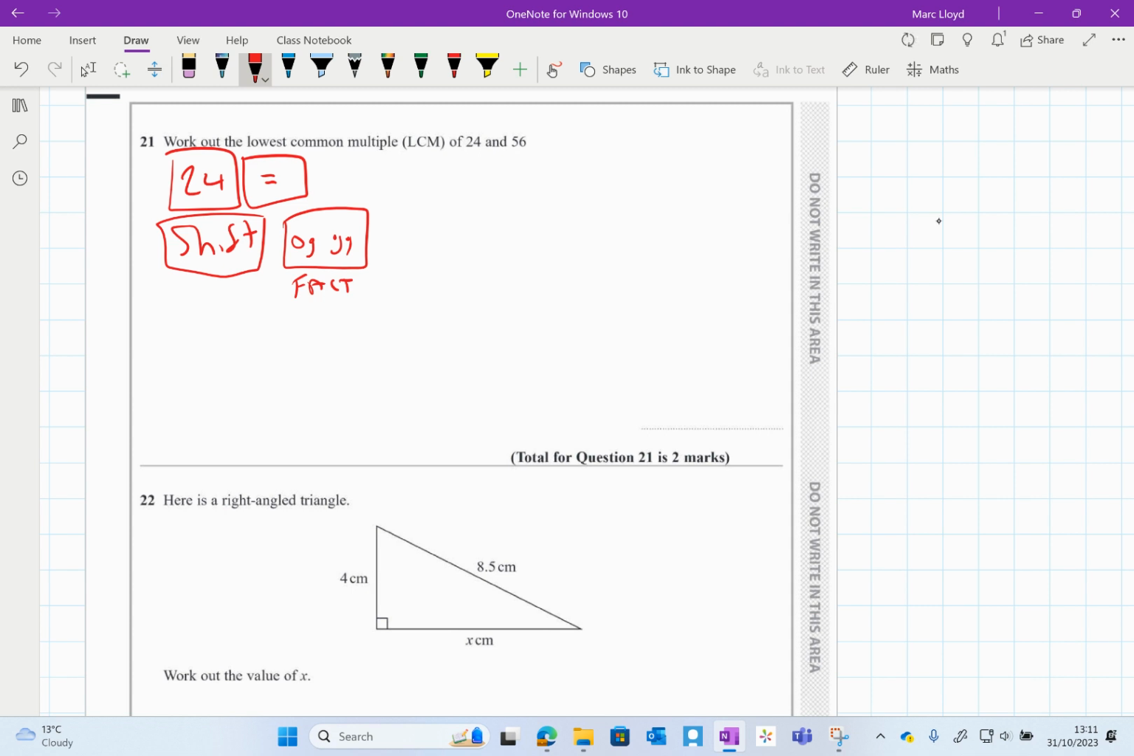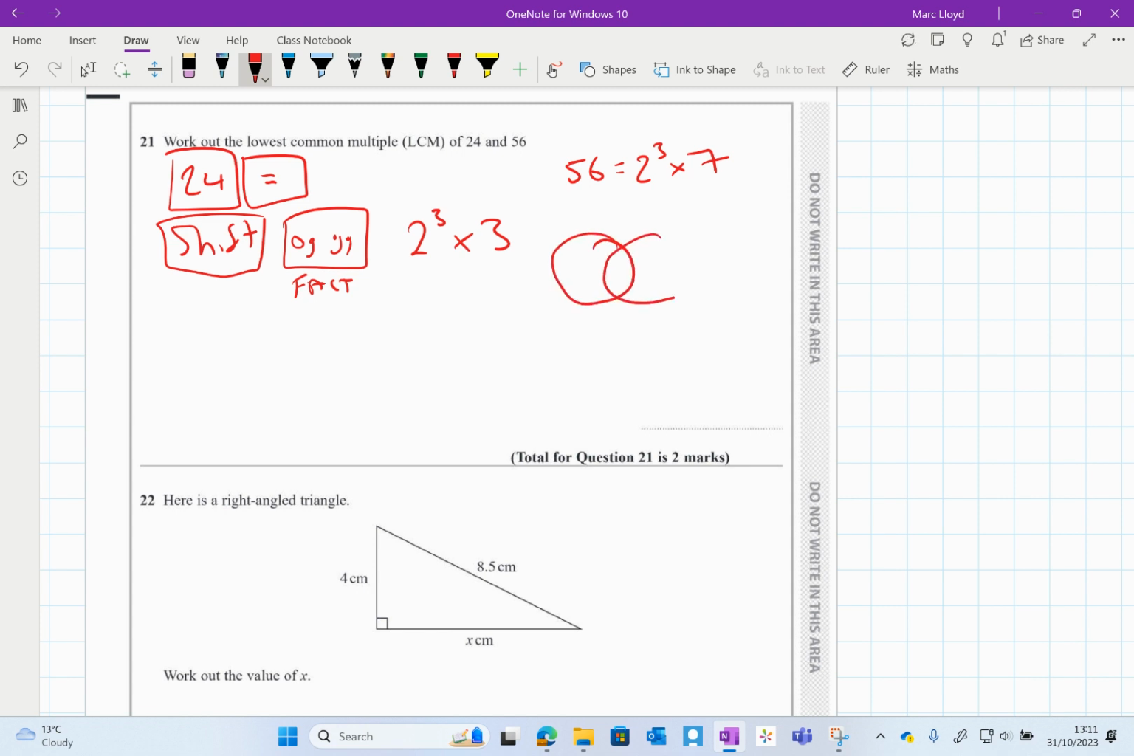So shift, you don't have to hold your finger on the shift, you just push it. Fact, and then it turns the number into 2 cubed times by 3. So it's a product of its primes. Now on this calculator paper, more than happy for that to happen. 56 then becomes 2 cubed times by 7. And we then put this into the Venn diagram.